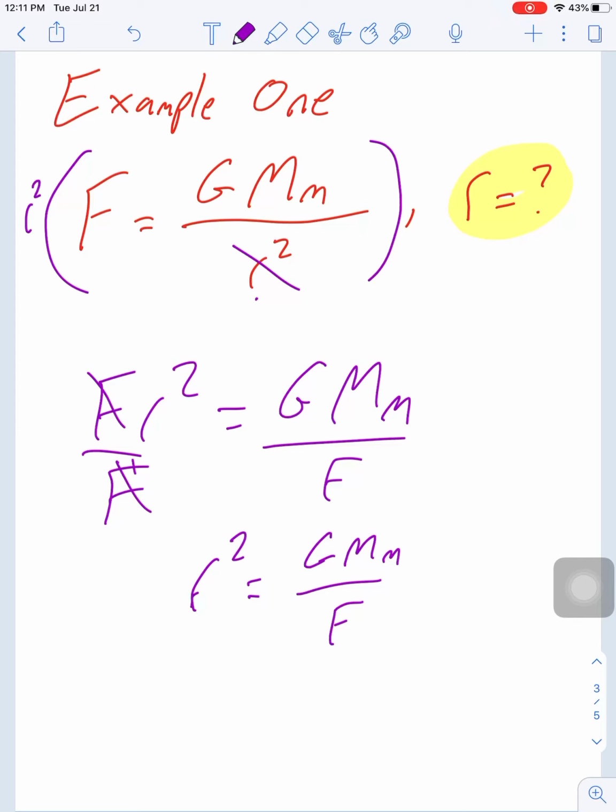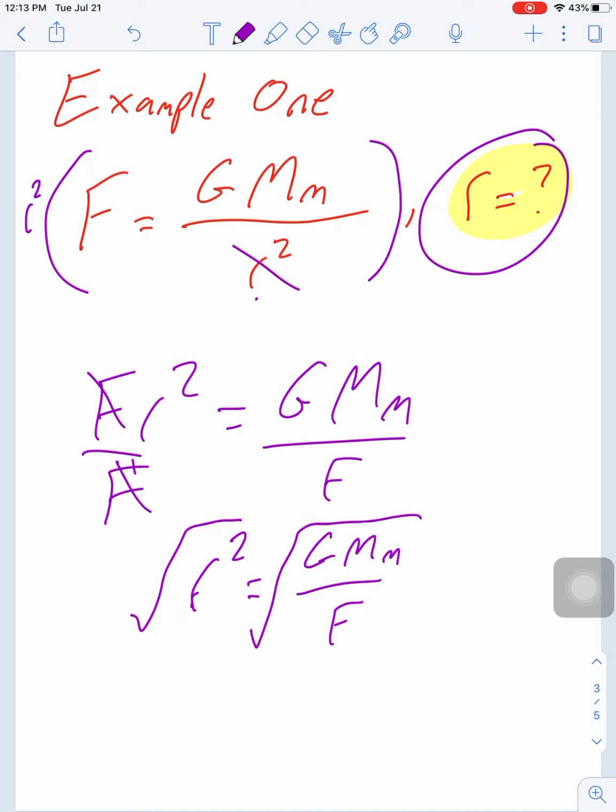Are we done? No, because we have the exponent. So how do we undo an exponent? It is by doing the opposite. So a square is undone by a square root. So we have to square root both sides. And then that square root undoes the square, and we're left with r equals the square root of capital G, capital M, lowercase m, over F. And that's how you get r by itself, using the idea of PEMDAS.